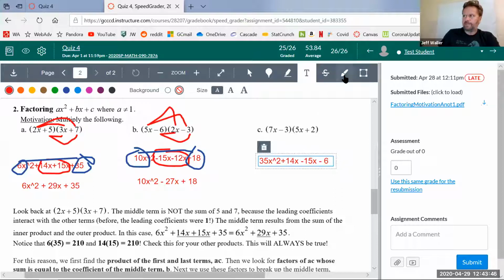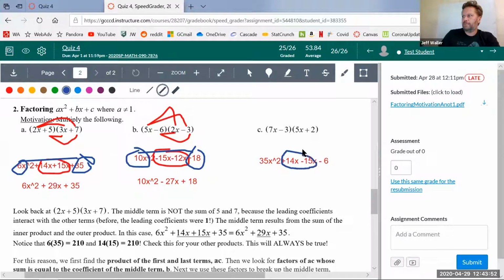Okay, so let's test this out. Before I even do the last step, watch. What is 14 times 15? This one's kind of a repeat. 14 times 15, we already saw that that is 210. And what is 35 times 6? Negative 210, yeah, because it's negative. Negative 210.